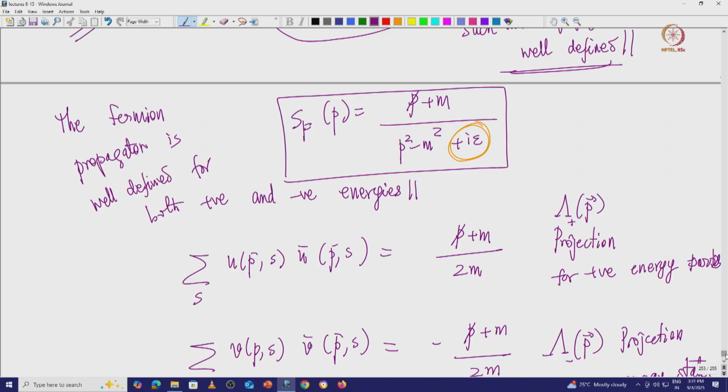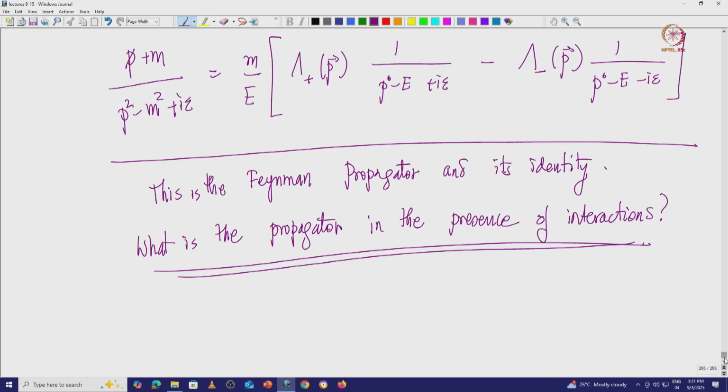You can express this in terms of positive energy projection operators and negative energy projection operators in this particular fashion, using the sum of u ubar equal to (P slash plus M) by 2M and (P slash minus M) by 2M. So far this is what we have done.